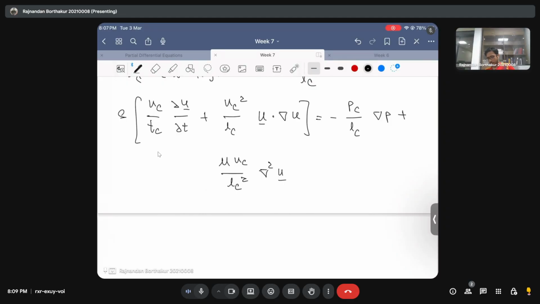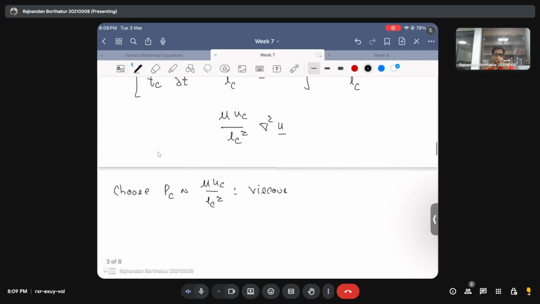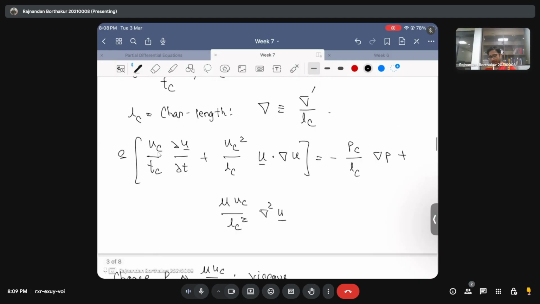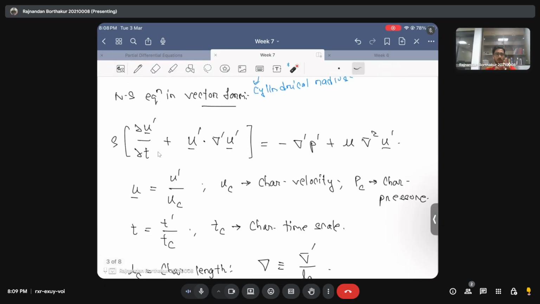Okay. So now what we'll do is we will do certain things. First of all, we will choose the characteristic pressure as mu uc by lc square, which is nothing but the viscous scale. So remember, I told you pressure scales has two ways. One, the inertia scale, which is rho uc squared, which we have used in the previous example. Here we will say that pressure scales as the viscous scale. The reason behind is again very obvious, and this comes from the physics of the problem, because we know that in the creeping flow regime, my viscous force is going to dominate over the inertia force. Okay, that is only when you have Reynolds number basically going to 0.